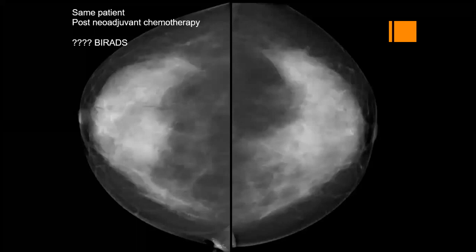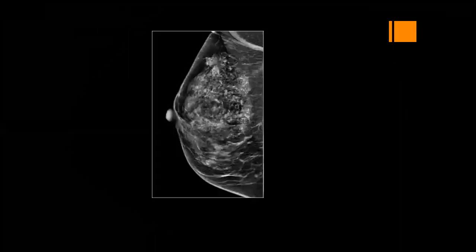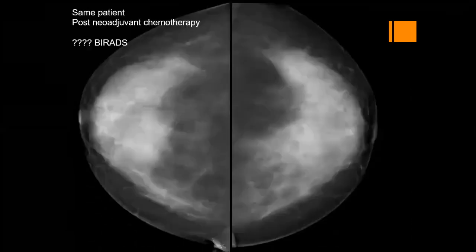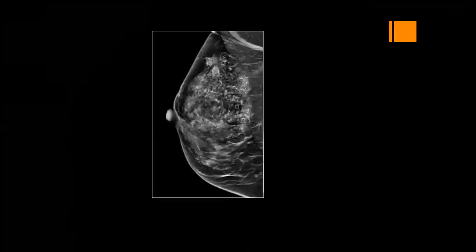This is my case, and this is a post-neoadjuvant chemotherapy. Look for the mammography. Okay, look for the previous. Look at this CC. This is pre-neoadjuvant, and this is post-neoadjuvant. More or less returned to normal. You see, this is okay, improving. What about this BI-RADS?